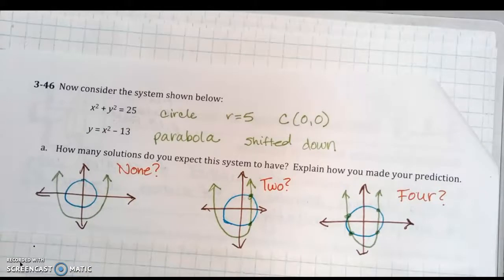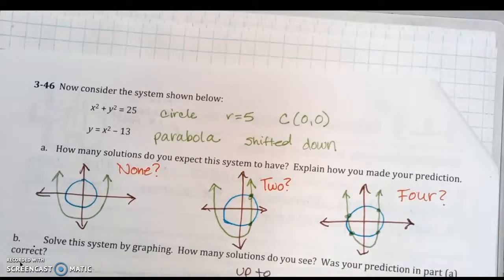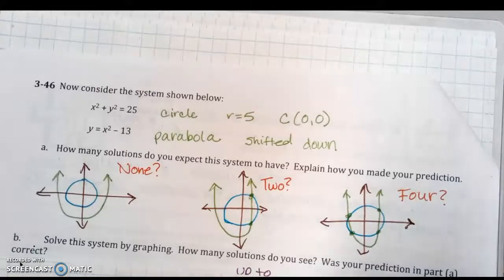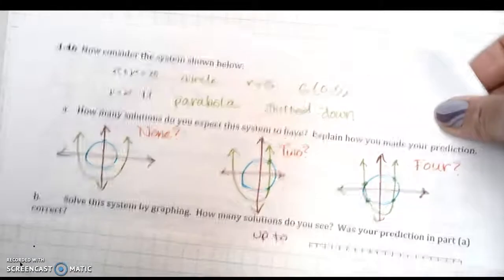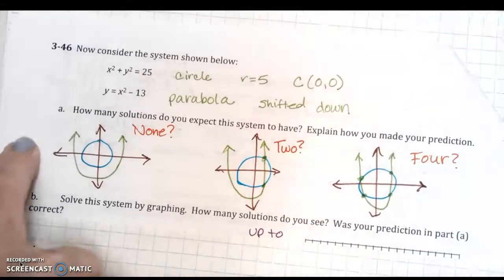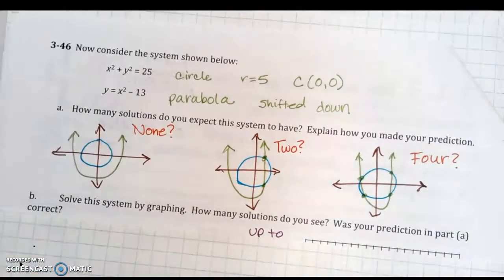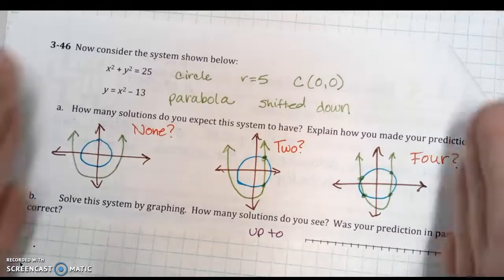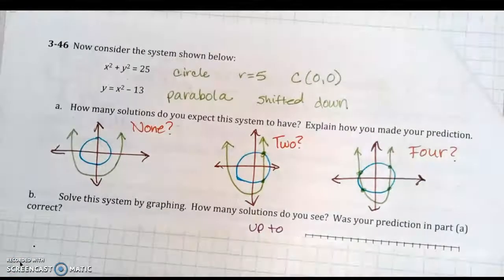Okay. So guess what we're going to do? We're going to solve this system by graphing. And how many solutions do you see? And was your prediction to part A correct? Okay, so what do you think? How many? Maybe put your guess over here to the side. I think it's going to be none, 1, 2, 4, 20, which would be kind of an unrealistic guess. But if you go in this range, that's where it's going to be. Okay? All right.